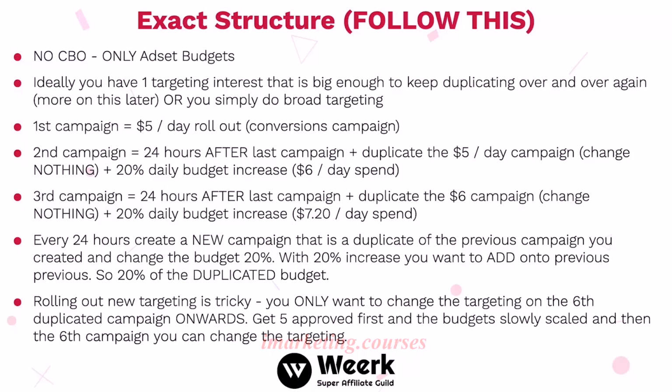Rolling out new targeting with this is tricky, because a lot of people will say, okay, great, but if I can't change anything except the budget, how do I test new targeting? Well, you only want to change the targeting on the sixth duplicated campaign onwards. Why? Because you want to get 5 approved campaigns first, with the budget slowly scaled, and then on the sixth campaign, you can change the targeting.